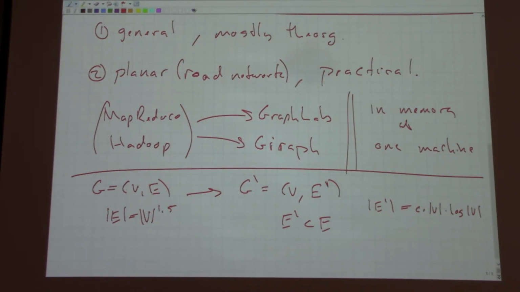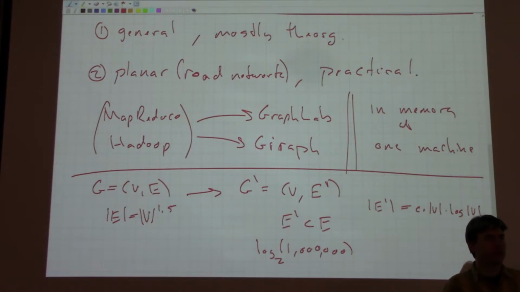log base 2 of 1 million. What's going to be log base 2 of 1 million?